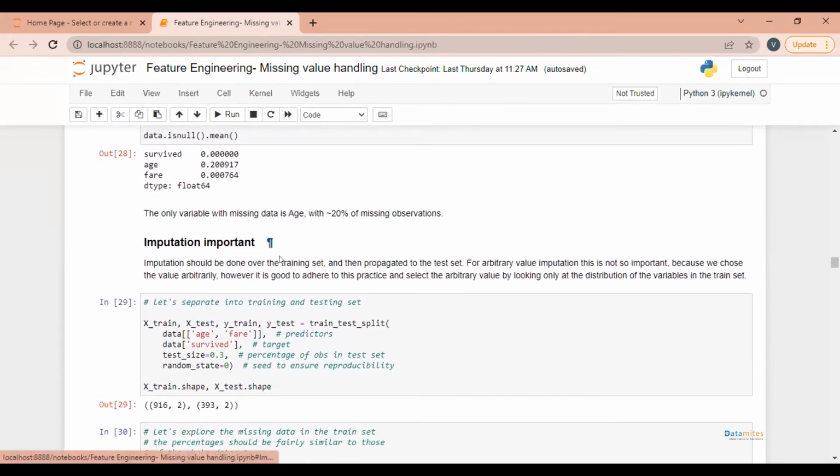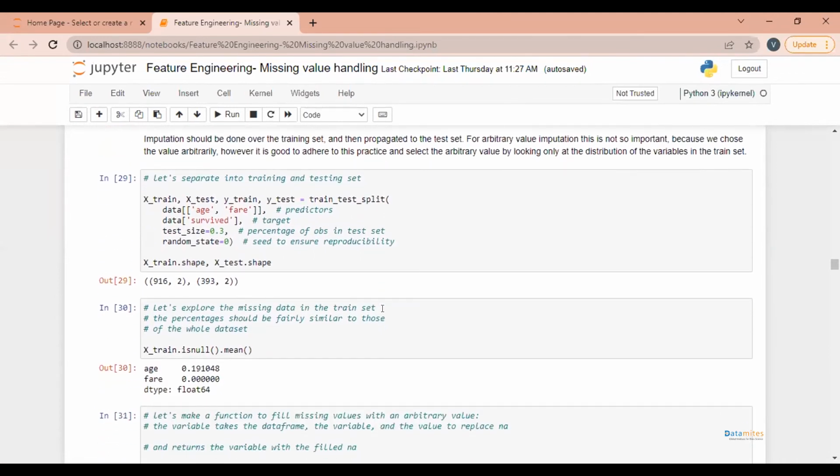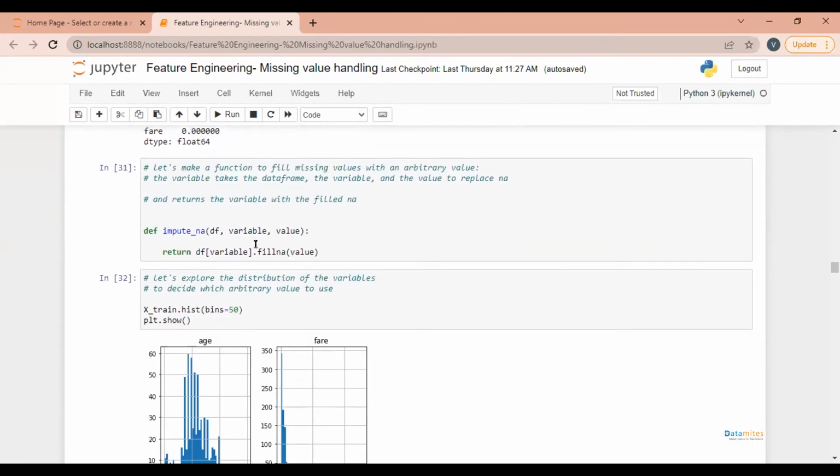Again, imputation is important. Before imputing any missing data with a value or a category, we always make sure that we split the data set into training and testing. We only check for imputations in the training data set, and we can apply it to the whole data. This is to avoid overfitting. I have created another function where, in case of any missing value in the particular feature, it can be filled with a given value. Here the given value will be an arbitrary value.